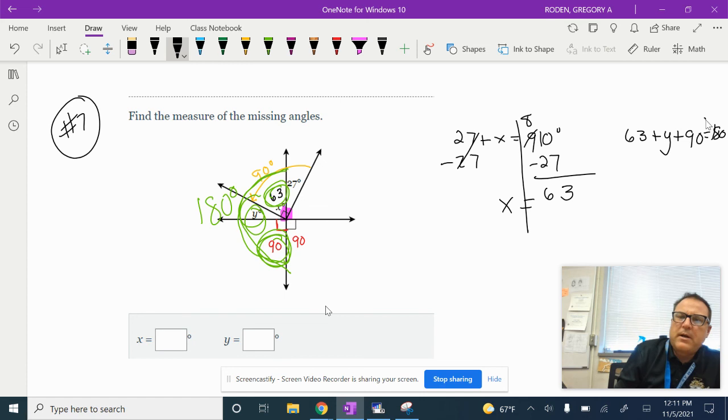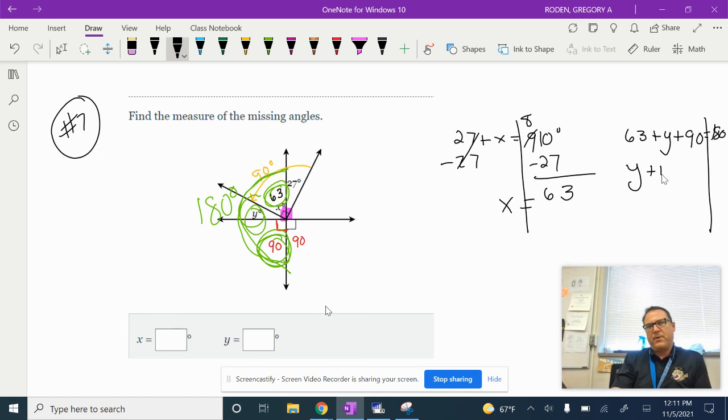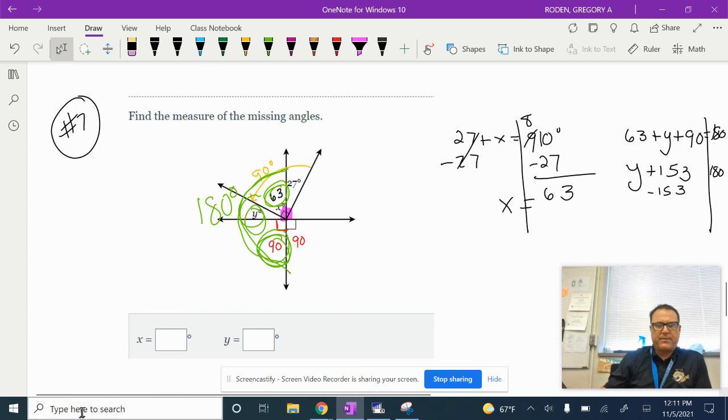Okay. All right, so here we go. So we got y plus, let's add some ducks. 63 plus 90 is 153, and that still equals 180. Hopefully you can see me scrunching this in here. Then I'm simply just going to subtract 153. So see if I can arrow this over a little bit, guys.